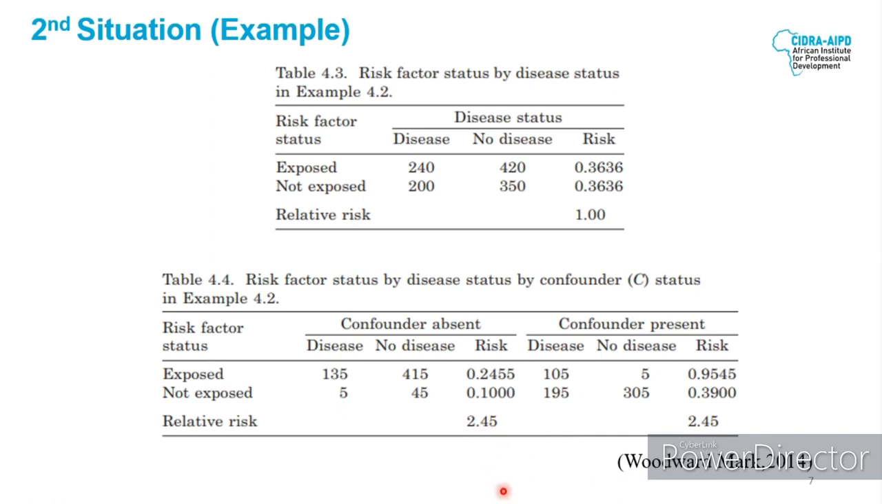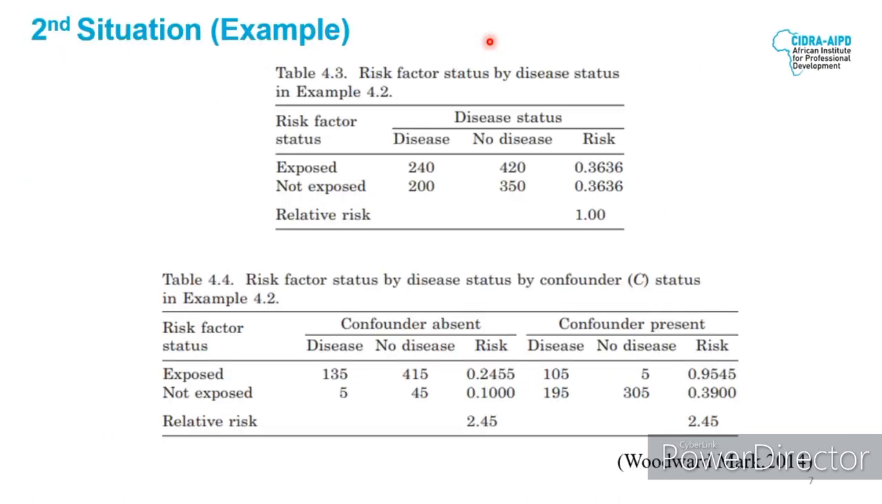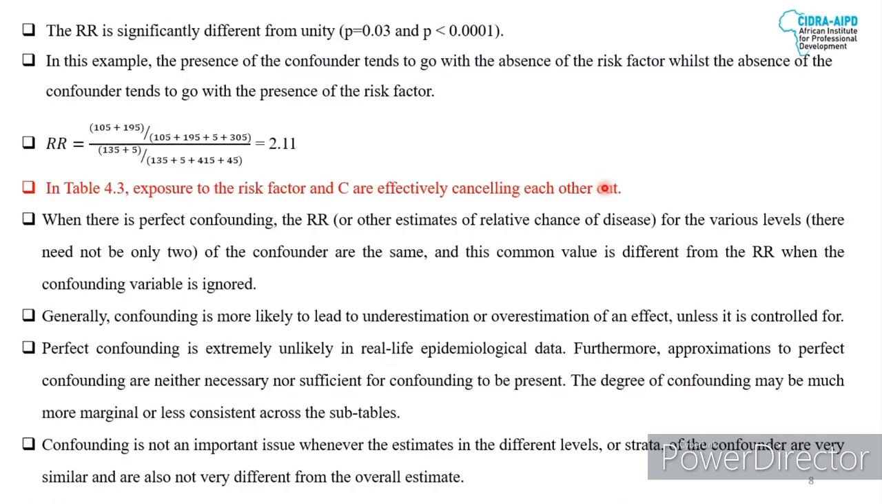Indeed, if we apply a formal hypothesis test to either of the subtables, the relative risk is significantly different from unity. P is less than 0.0001, as we can see.